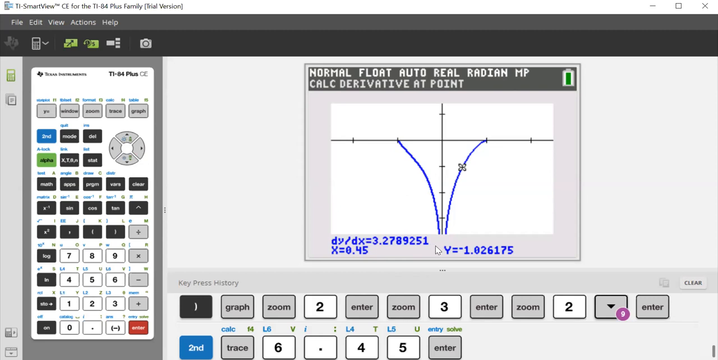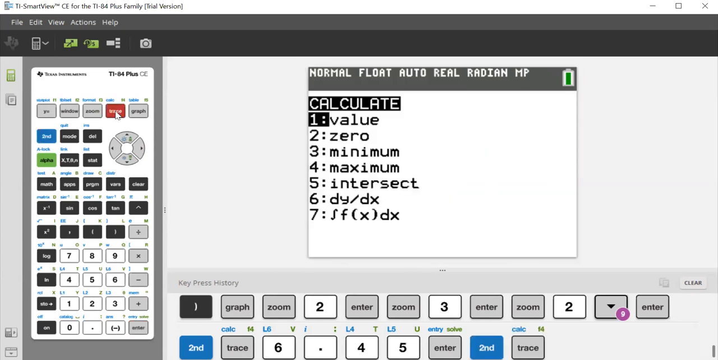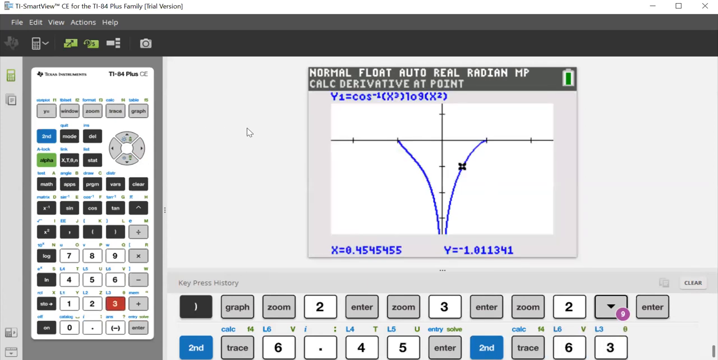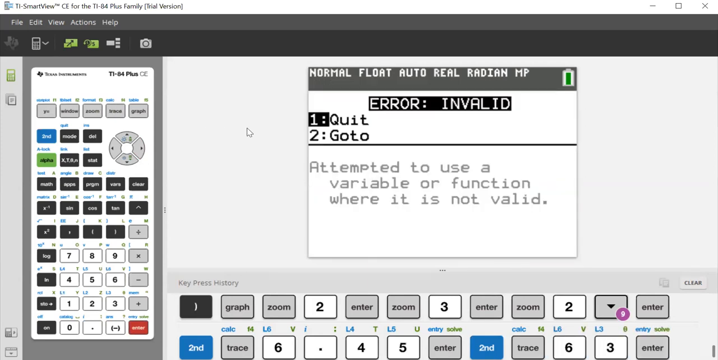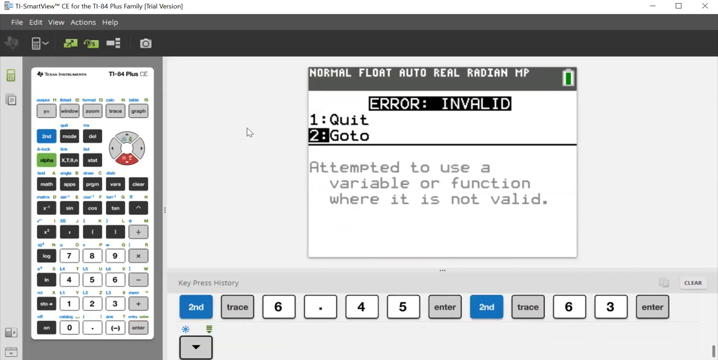Very convenient if you need to evaluate the derivative of a function at some x value. This will not just take the derivative algebraically and tell you what the derivative of inverse cosine of x cubed times the log of x squared is in an algebraic form. It will only evaluate it using an approximation at an x value that you plug in. If you try to plug in an x value that's not showing in the window of your graph, it will not do it. So if I try to calculate the derivative, let's say at 3, it'll say, I can't do that because that's not within the window that I'm currently using.